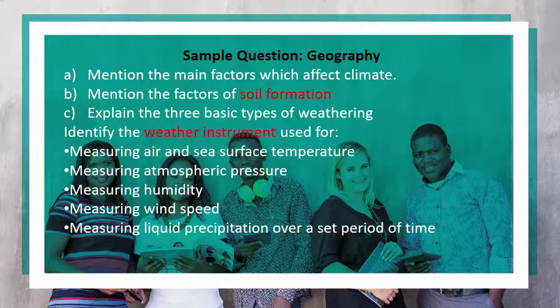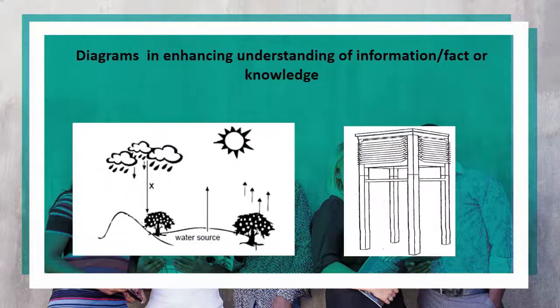As you can see, this last question is referring to weather instruments. Those instruments that are used for different measurements: measuring air temperature, measuring atmospheric pressure, measuring humidity, measuring wind speed, measuring liquid precipitation. So you have to know which weather instruments are used for these different types of measurements.